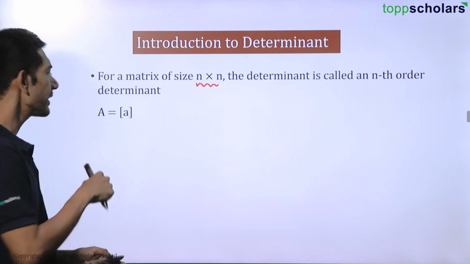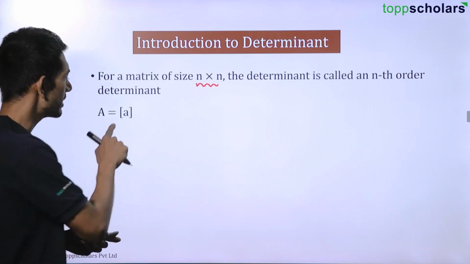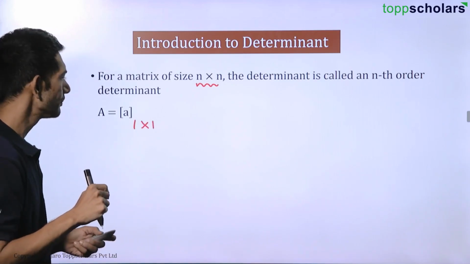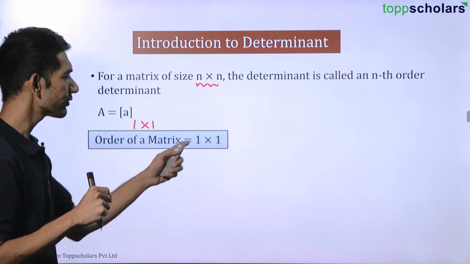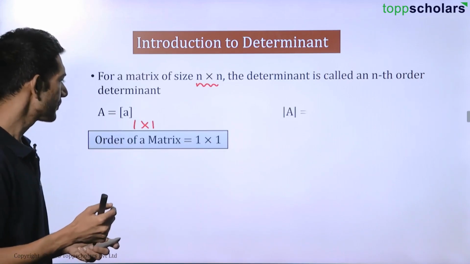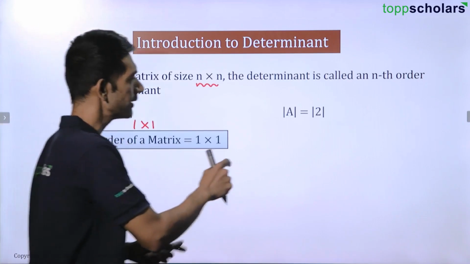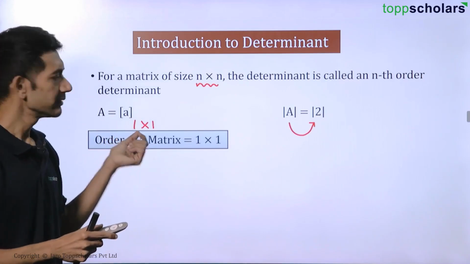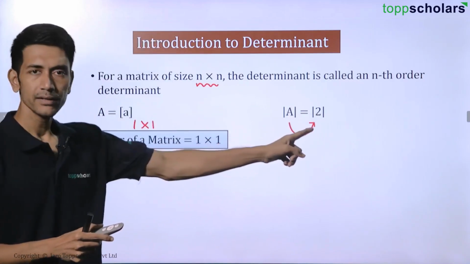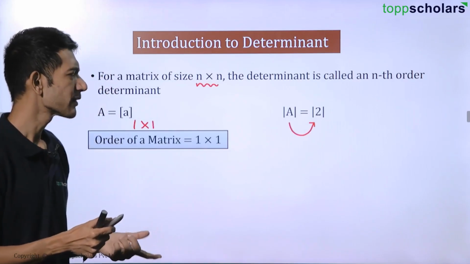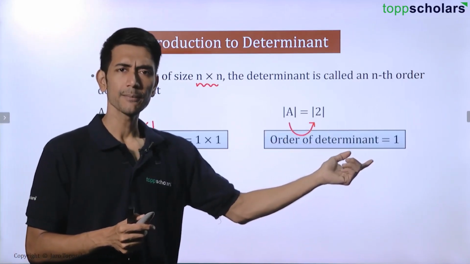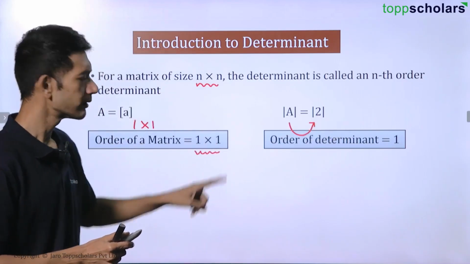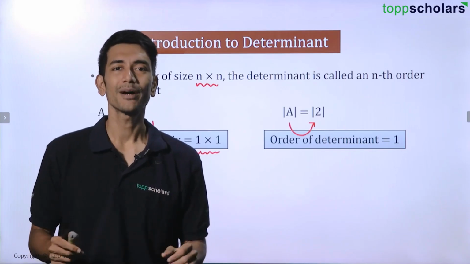Now suppose there is a matrix A and it has only one element. So can I say it is 1 cross 1, right? That is 1 row and 1 column. So the order of this matrix is 1 cross 1 or 1 by 1, correct? And the determinant of this is nothing but the element itself. For example, if A is 2 here, then the determinant of A will be given by 2. Simple as that. So the order of the determinant is 1. Why 1? Because the matrix is 1 cross 1. I hope this part is clear to you.